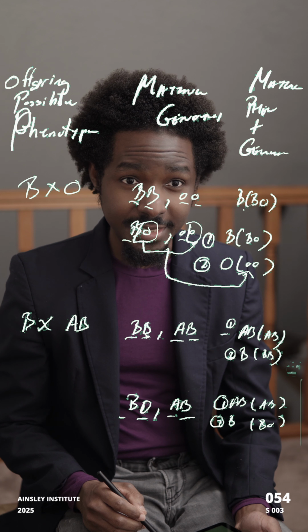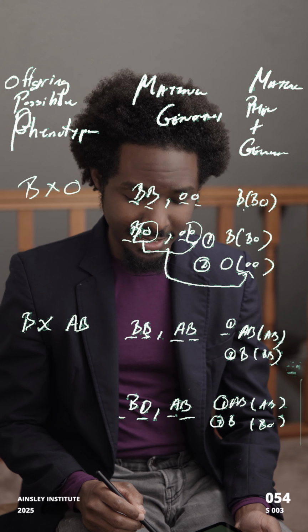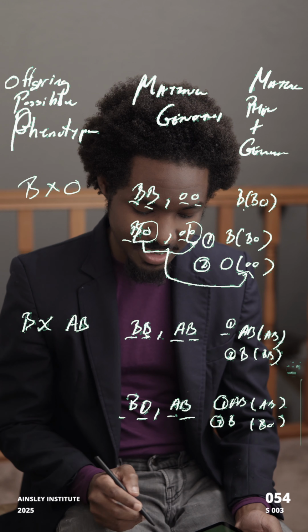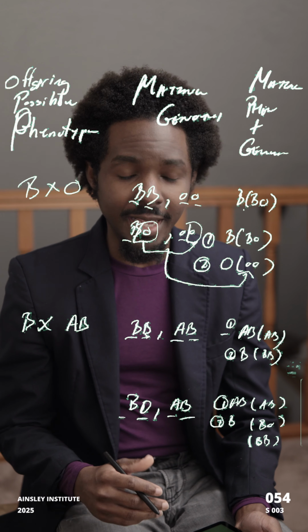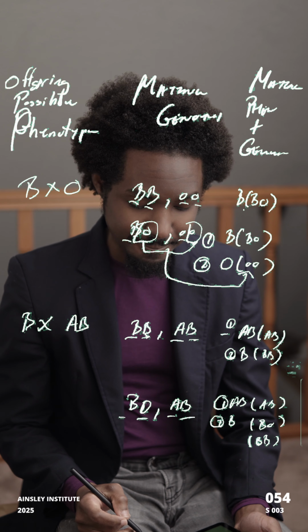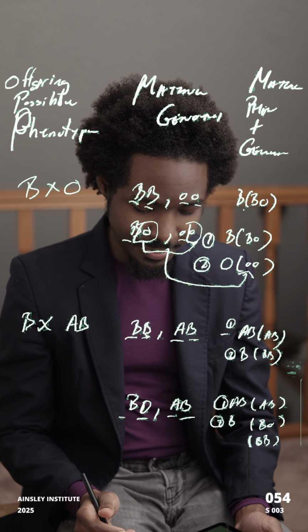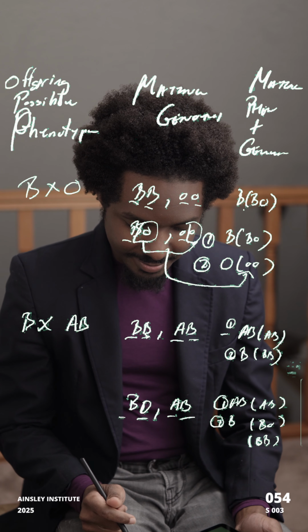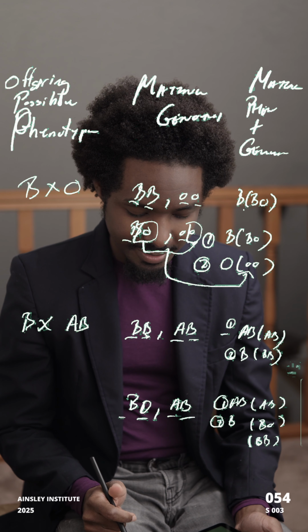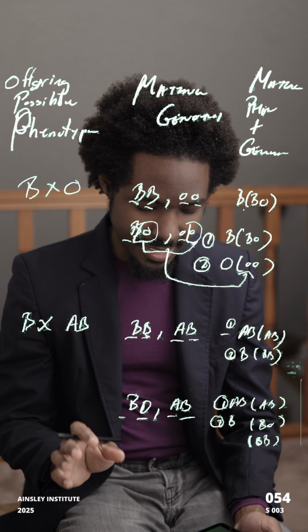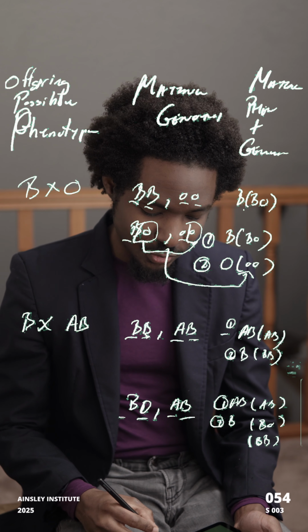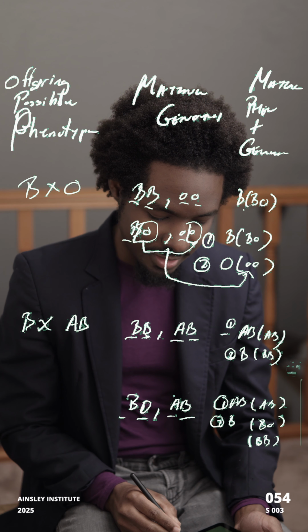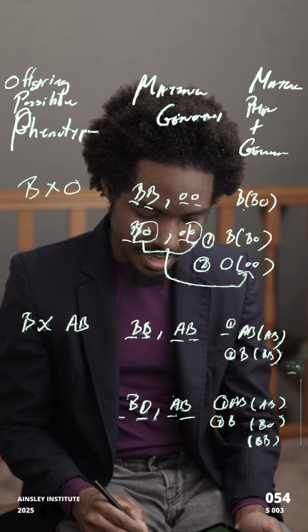Are we getting that? But is there something else that we missed? We have B times B, which can also give us B, right? So B times B can also give us B. And is there anything else that we're missing? We have 2 possible combinations grouping. Is there any other possible? Remember, the person is AB, so we are going to see if there is an A that is possible. All right, is there an A that is possible? A times O would give you AO.